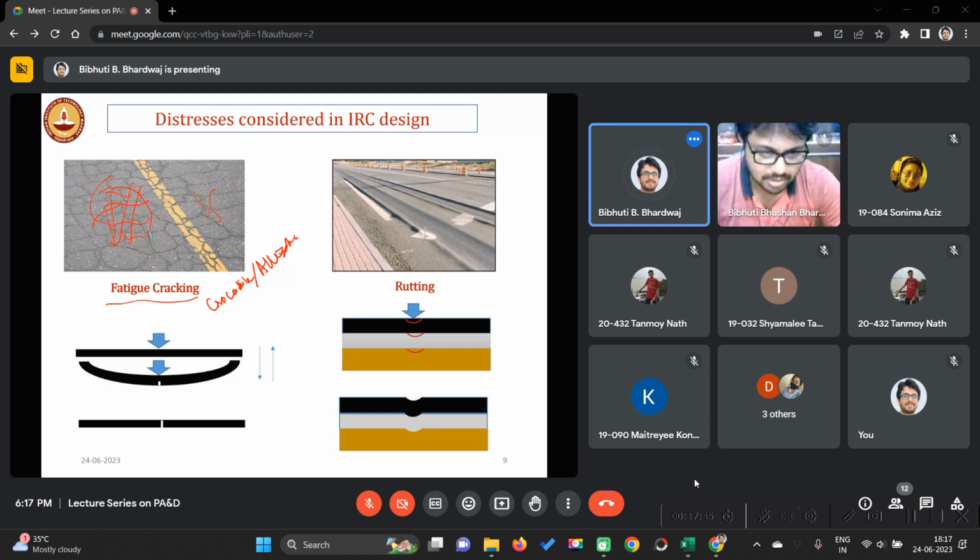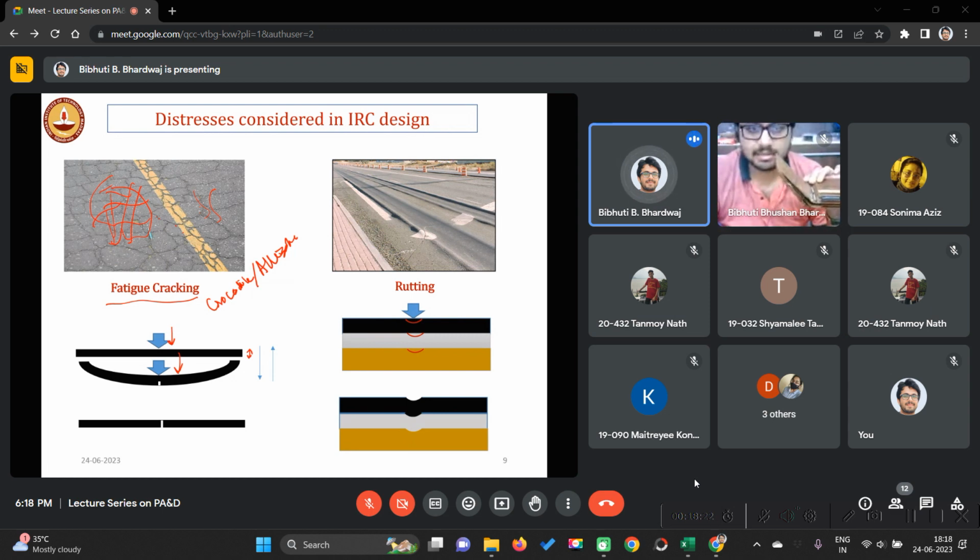So why this happens, I already discussed, but I will repeat once again. Whenever load comes on the top surface, this bituminous layer has flexibility, so it will bend. When load comes, it will bend. Then when the vehicle moves away, it will rebound. It will bend, rebound, bend, rebound, like that. Because of this repeated bending, it will fatigue.